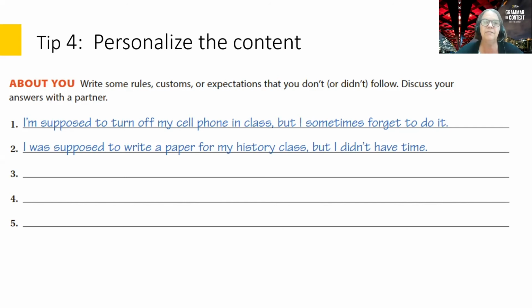So here in this activity about you, you'll find throughout the units in grammar and context, you're going to see, here's one about write some rules, customs, or expectations that you don't or didn't follow. And again, discuss these with a partner. Again, quite self-evident, the student gets to reflect on themselves. Again, take the time to think about it and practice, and then share it with their classmates. So again, that writing, listening, and speaking is being covered here as well.